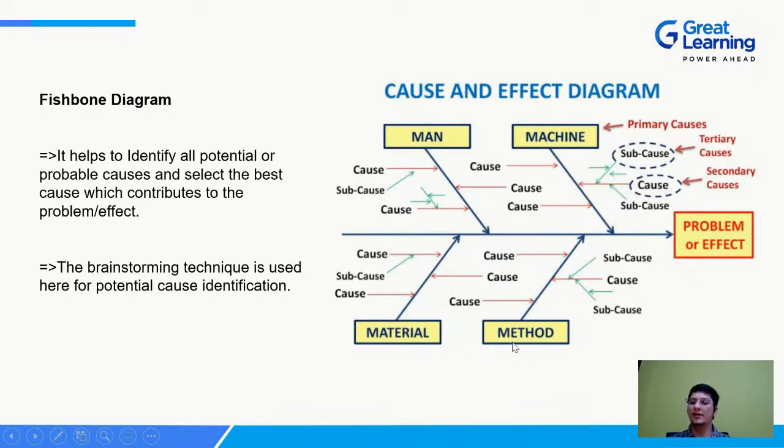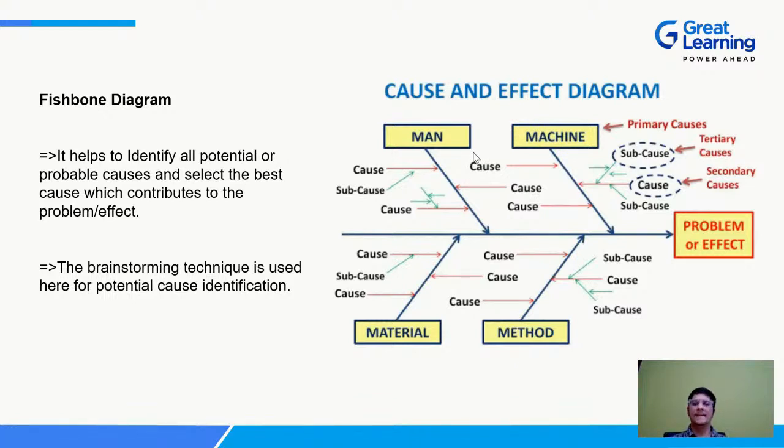Likewise, you have your methods. What are the tools? What are the techniques? What are the methods that are being implemented to understand the cause and the effect? And also the materials that are being used. For example, your hardware, it could be your software, it could be your manufacturing material, it could be a service. If it is a service industry, it could be the systems, it could be the tools. What is being imported? What are the causes to the event? So like this, it gives you a visual representation of the cause and effect diagram.